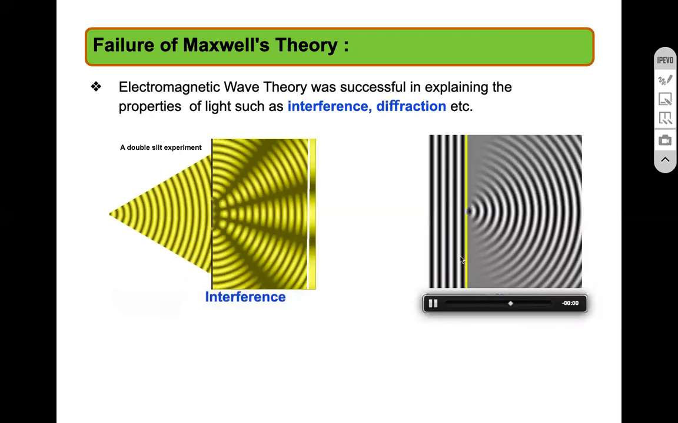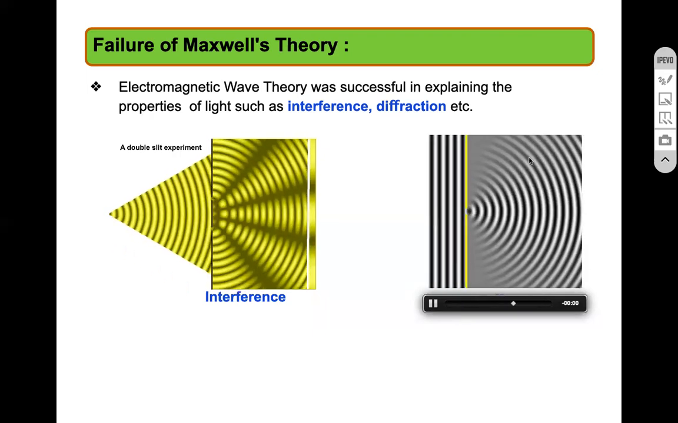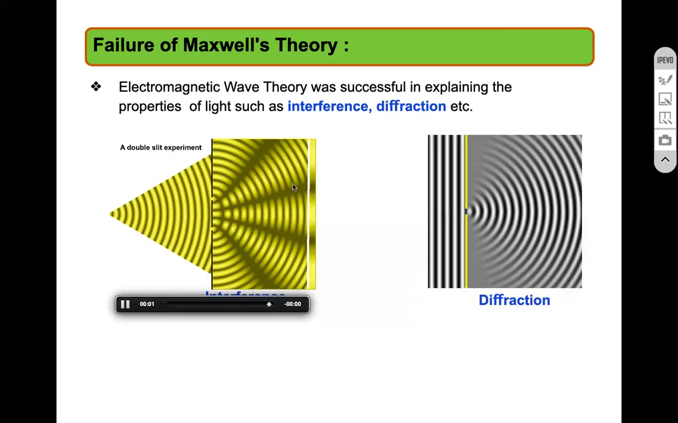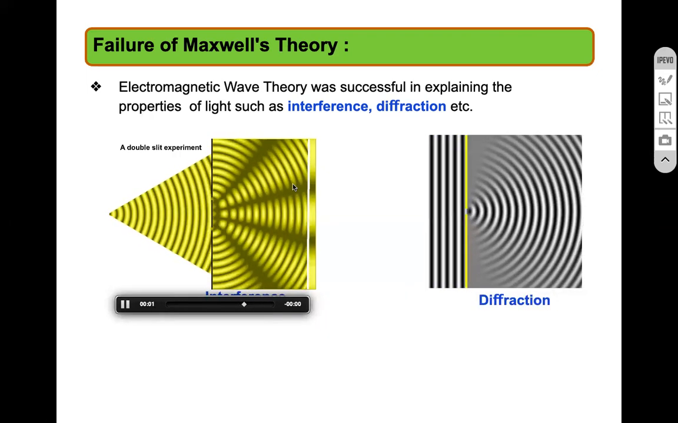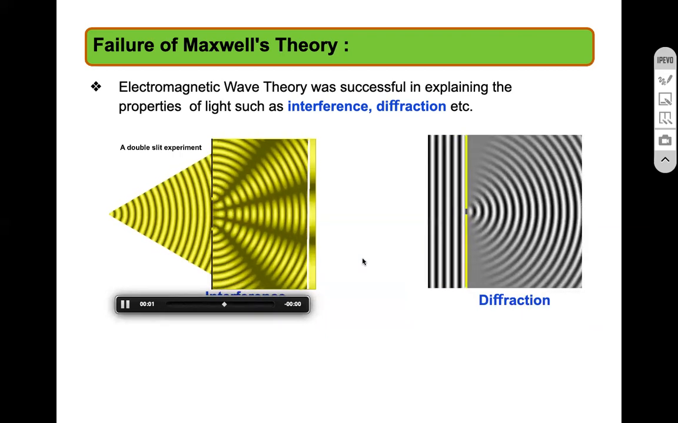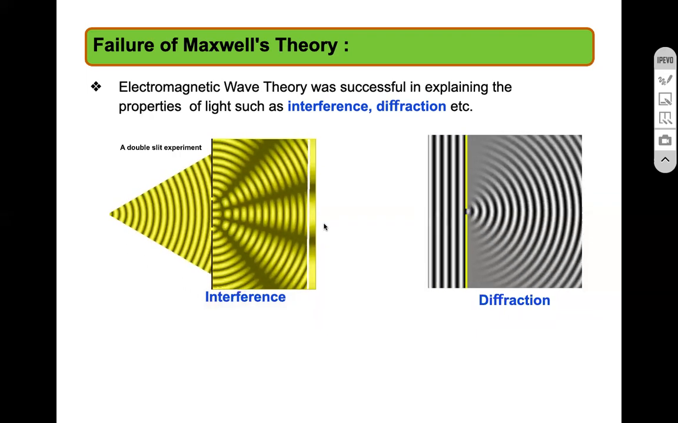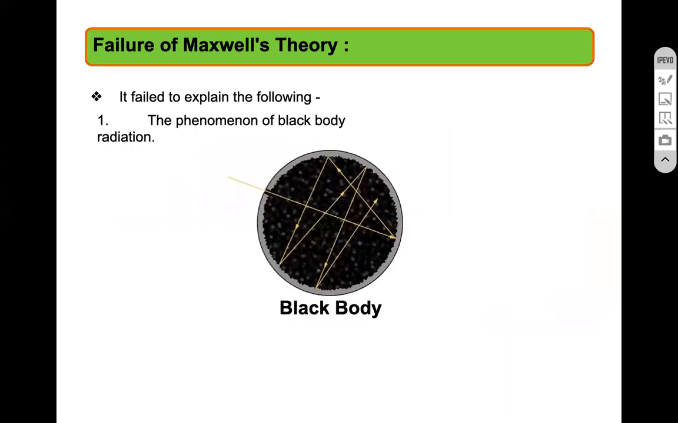Similarly, the diffraction pattern: the light is going and there is one slit, so you will get this type of diffraction pattern. That can only be explained with the wave. Because light is a wave, it can generate a diffraction pattern like this. So these two are successfully explained by Maxwell's theory of electromagnetic radiations as waves. But there are two more phenomena which cannot be explained by wave theory. What are those two things? I will tell you. One is he failed to explain the black body radiation.